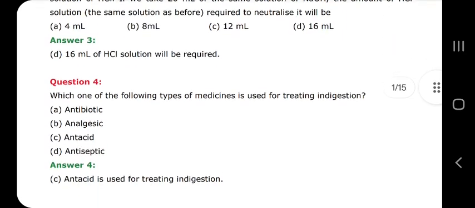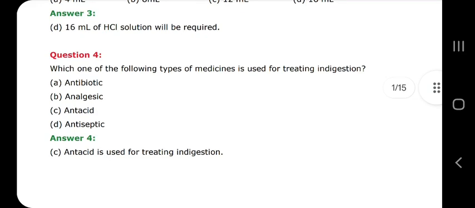Let's see question number 4. This is also a multiple choice question. Which one of the following types of medicines is used for treating indigestion? Antibiotic, analgesic, antacid and antiseptic. So the correct answer of this question will be antacid, or the correct option will be C.